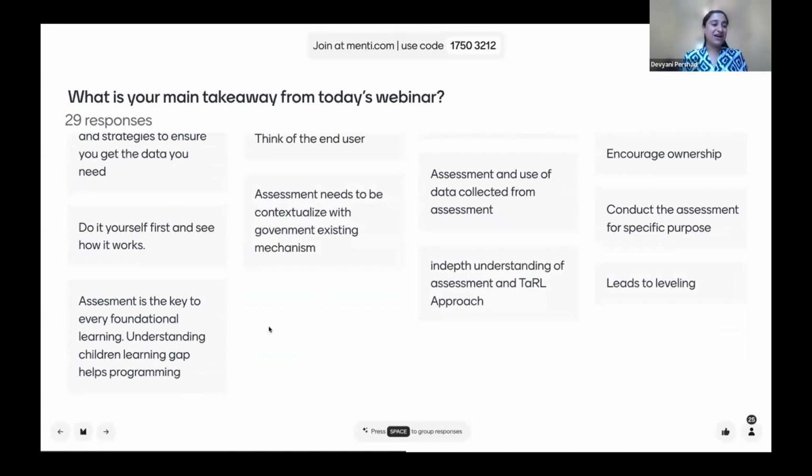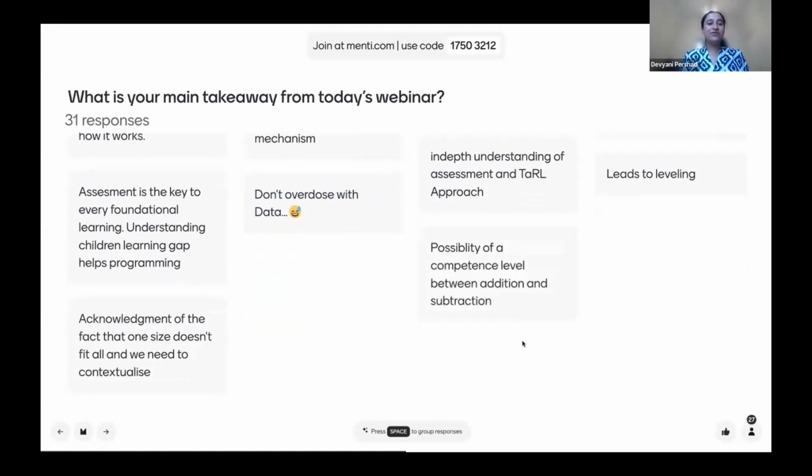In-depth understanding of TaRL, assessment. Assessment is key to foundational learning. Absolutely. Don't overdose with data. Absolutely. Very important takeaway. Great.